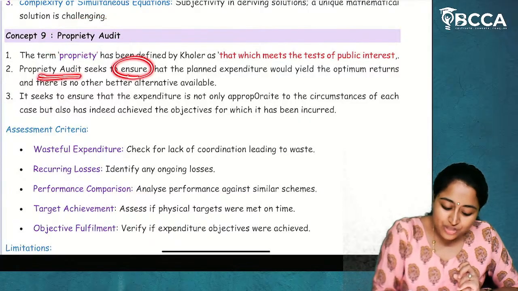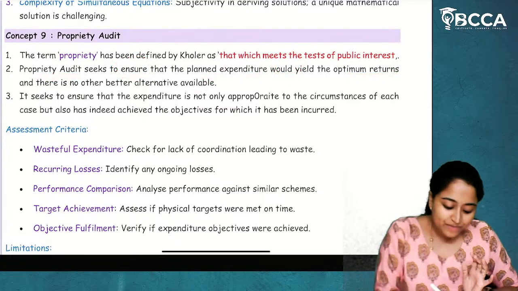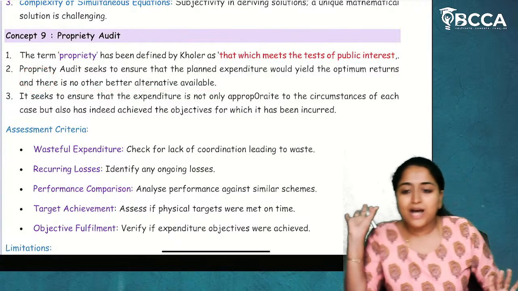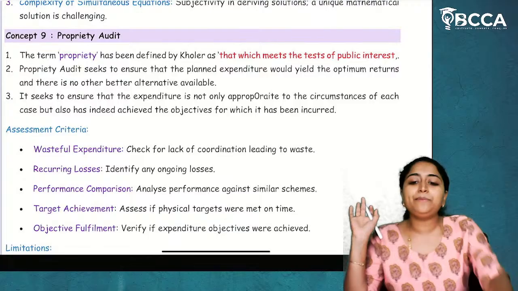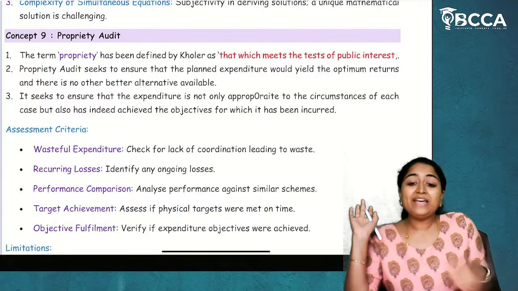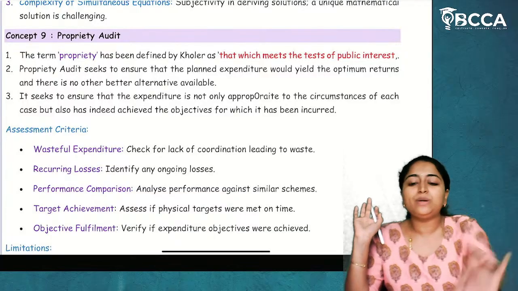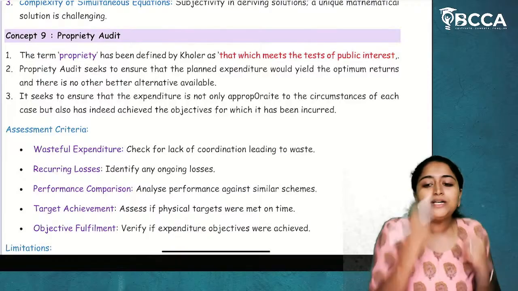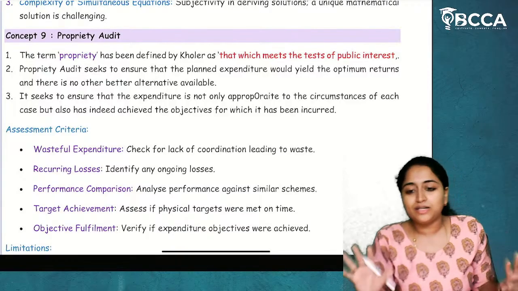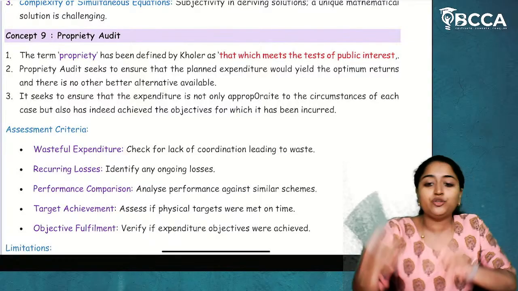Proprietary audit seeks to ensure that the planned expenditure would yield the optimum return and there is no other better alternative available. Now, if I am putting 10 rupees, I am getting the benefit for 10 rupees. If I can put 8 rupees and get the benefit for 10 rupees, then 8 rupees will be my better option. So whatever cost I am putting and whatever return I am getting, that should be the best return available for the organization. If there is any other better option, then shift to that.